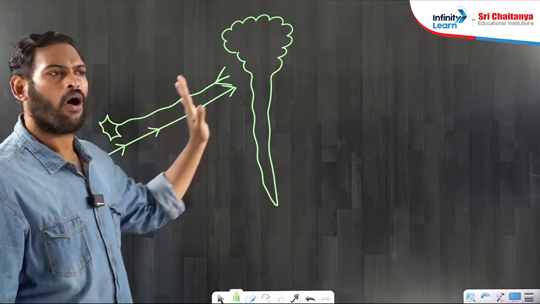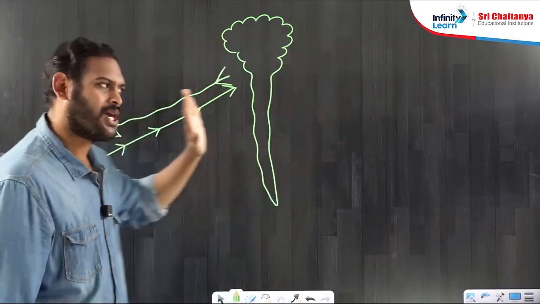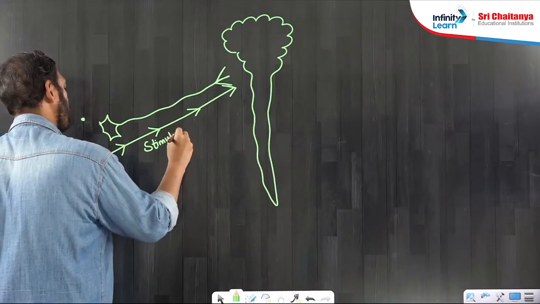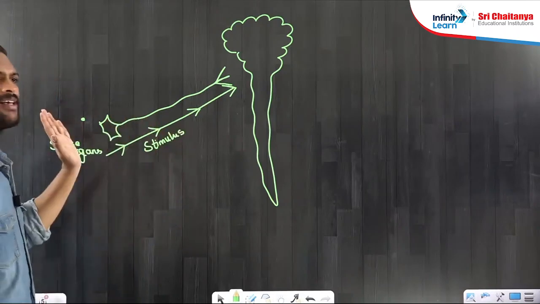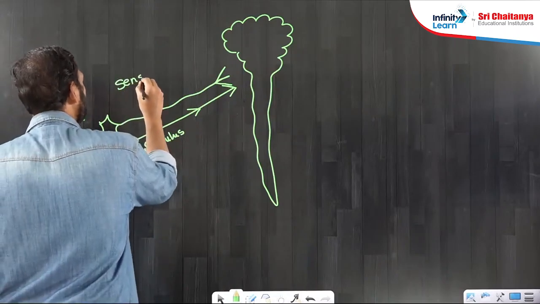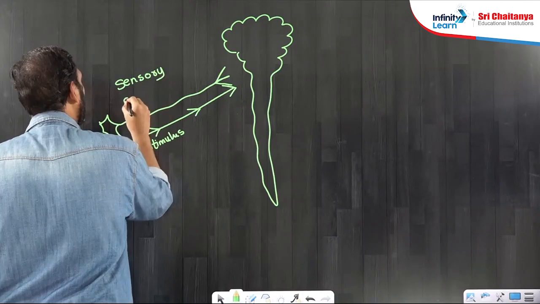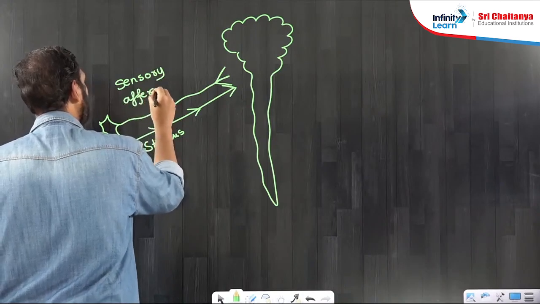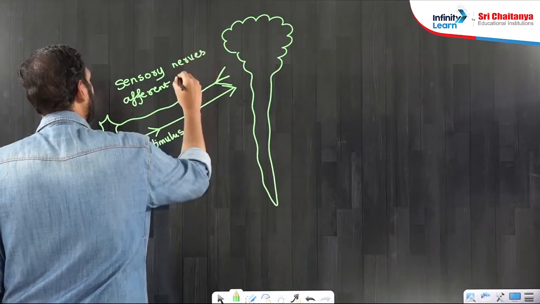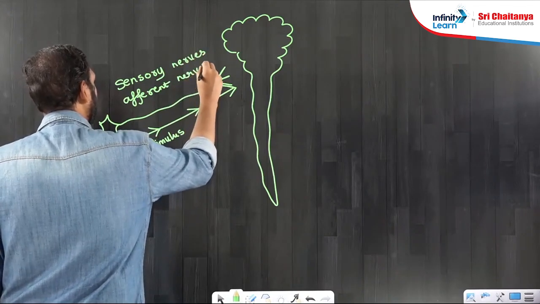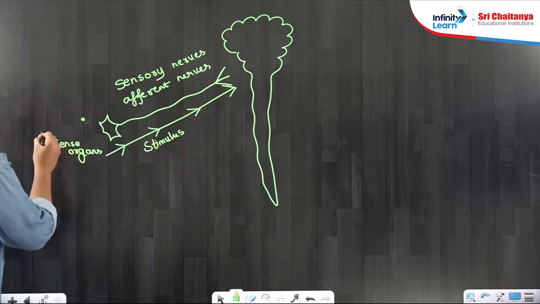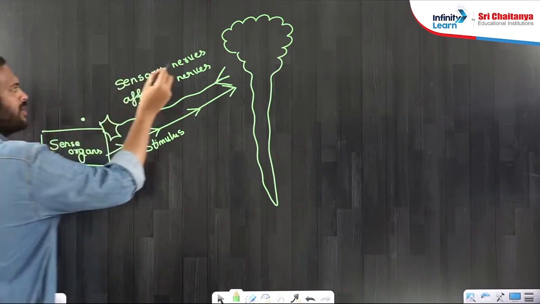Those nerves or neurons which send stimulus to your brain or spinal cord, the CNS. Neurons which pass on stimulus, we refer to them as sensory nerves or afferent nerves, afferent neurons. Okay, they send stimulus from sense organs to the CNS.